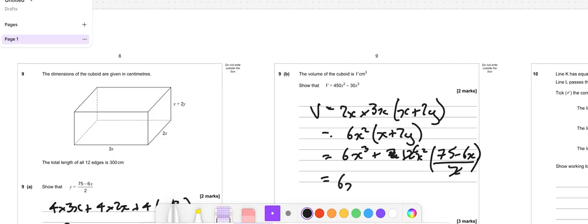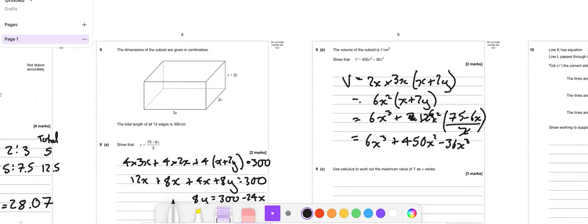so it is 6x cubed plus 6 times 75, 450 x squared, minus 36x cubed. So altogether we've got 450x squared minus 30x cubed.